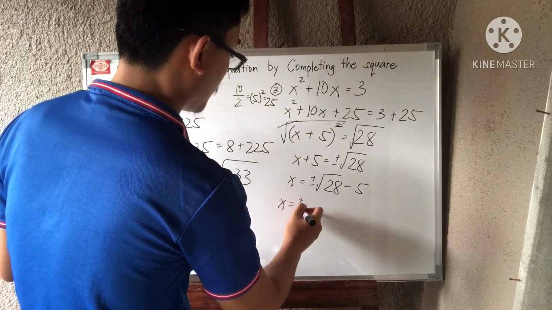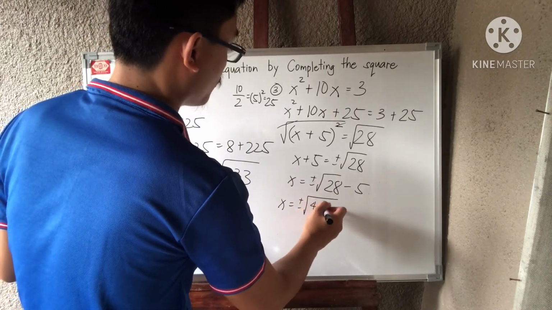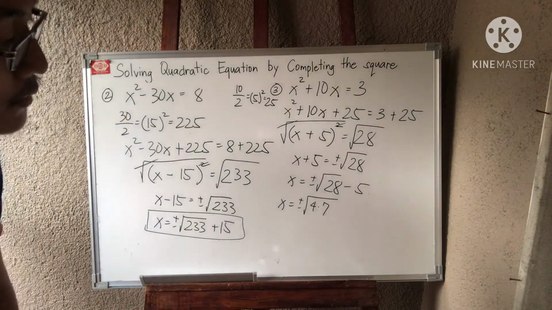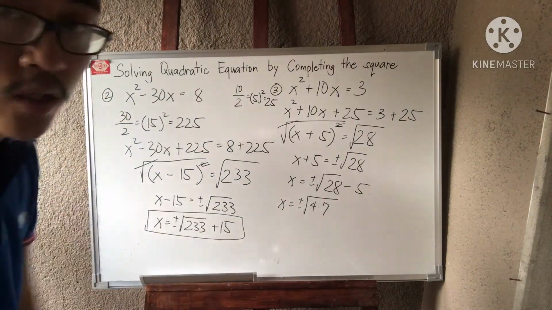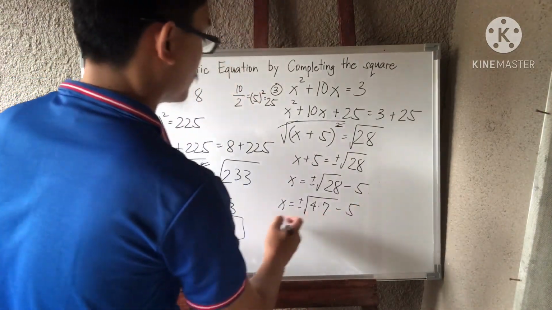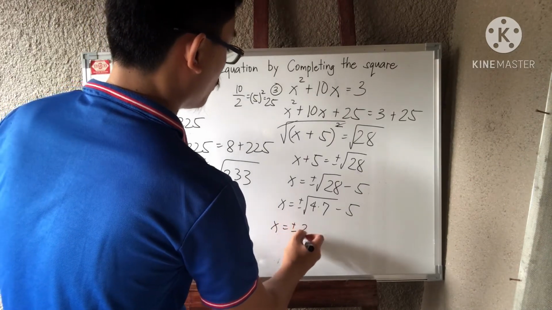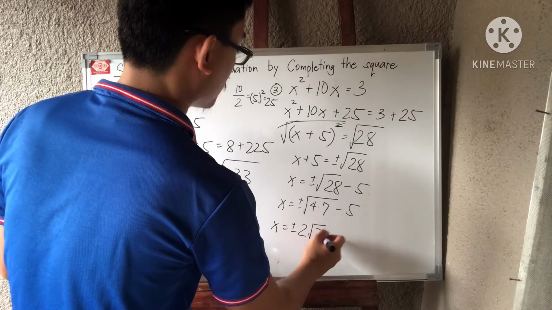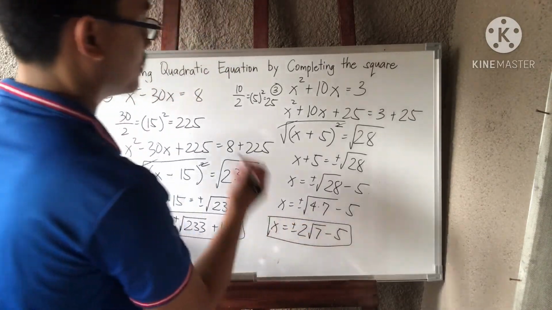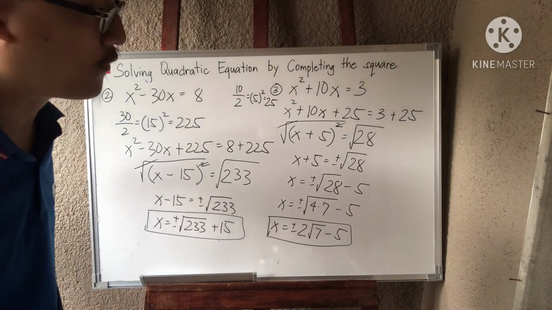So, factors ng 28 is positive, negative. So, factors nyan is 4, di ba? 4 times 7. Since yung 4 ay perfect square, kukunin natin yung square root ng 4, ilalabas lang natin. So, that is x equals positive, negative, square root ng 4, 2, iwan yung 7 sa loob, square root of 7 minus 5. So, this is the final answer. That is positive, negative, 2, square root of 7 minus 5.